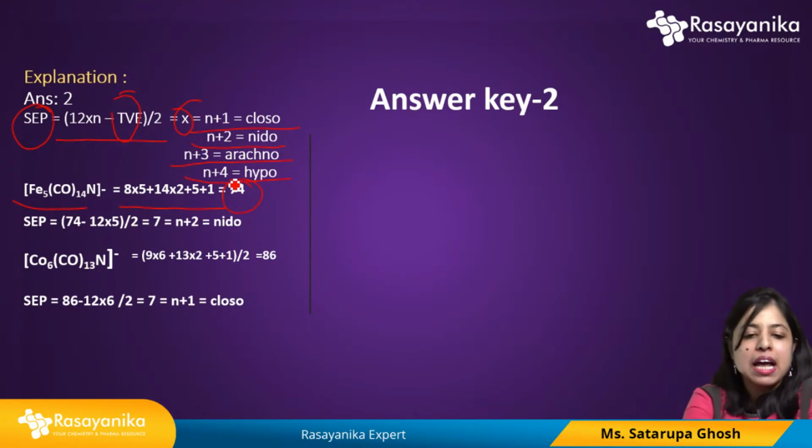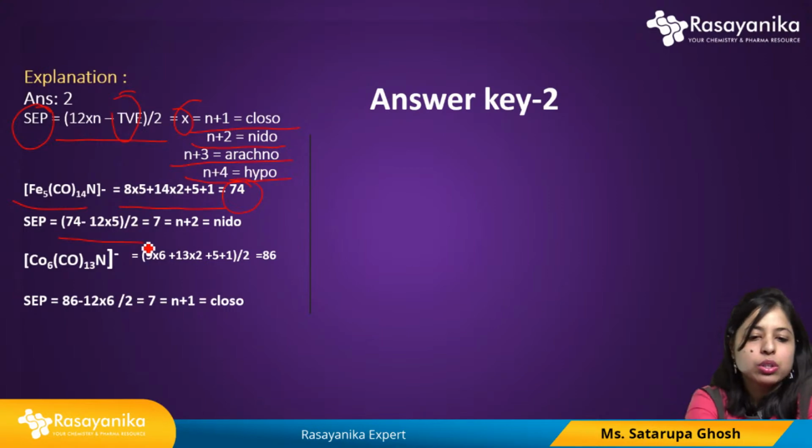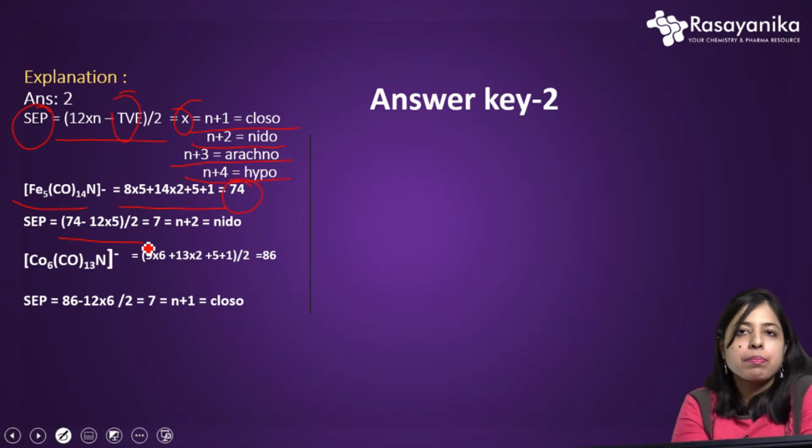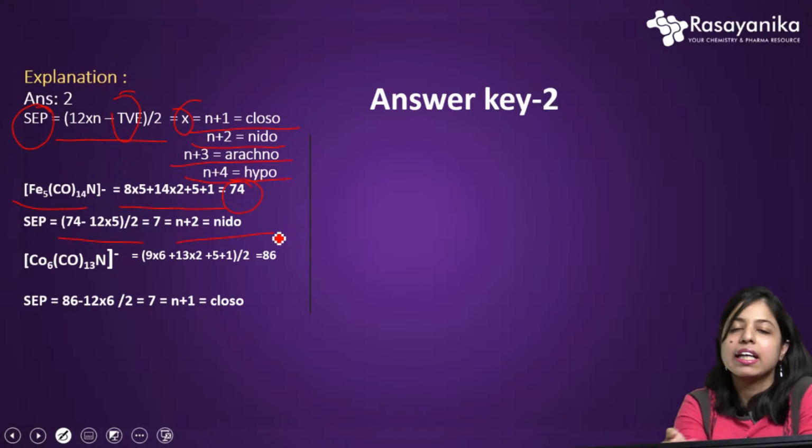Now the SEP is TVE minus 12 into N, divided by 2. N means 5, right? You have 5 vertices. So, divided by 2, you are getting 7. What does the 7 represent here? N plus 2, which is nido. You already have 5, and 5 plus 2 is 7. So you are getting nido.